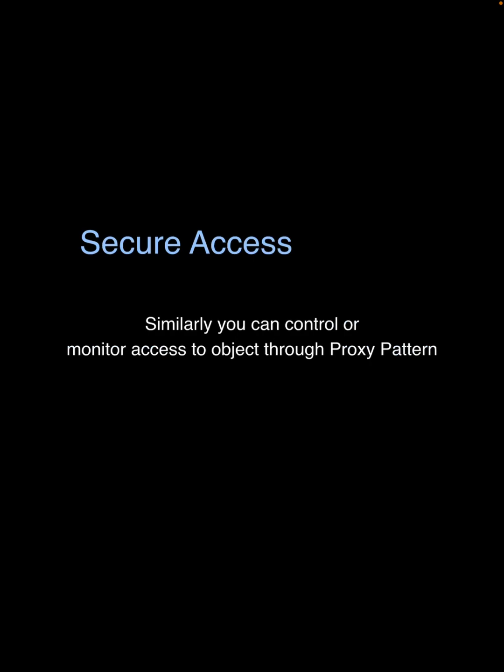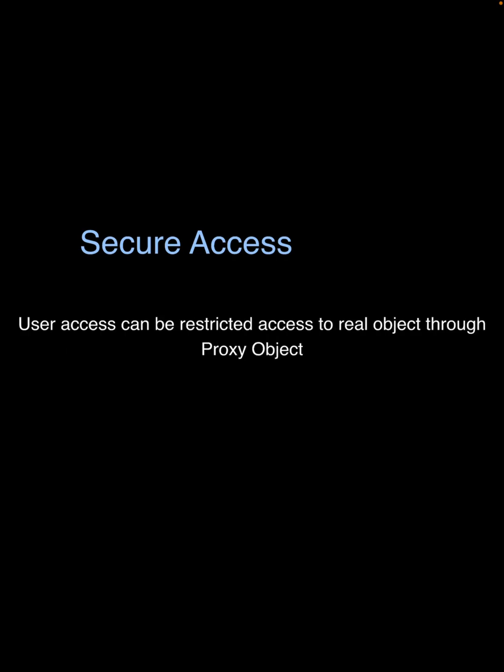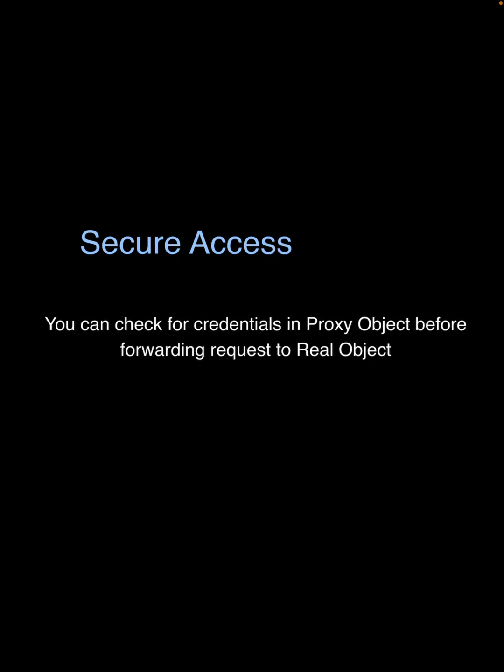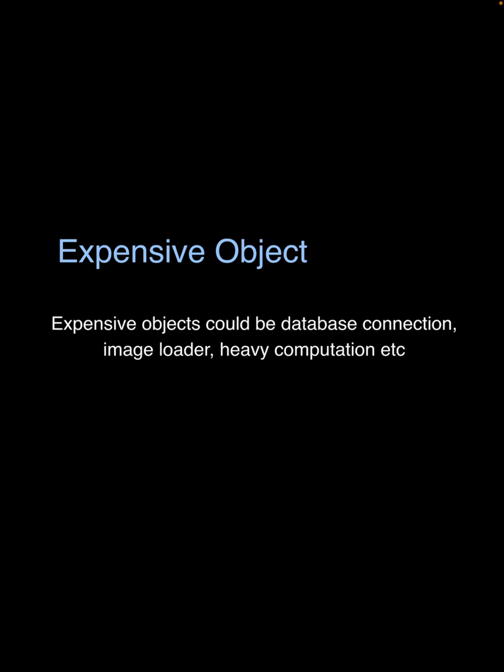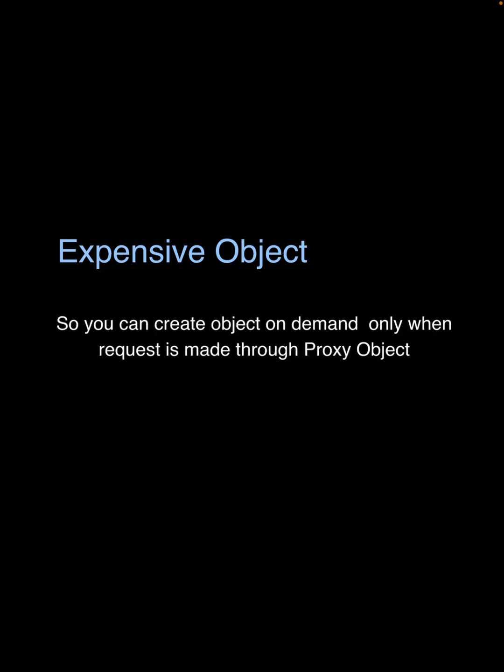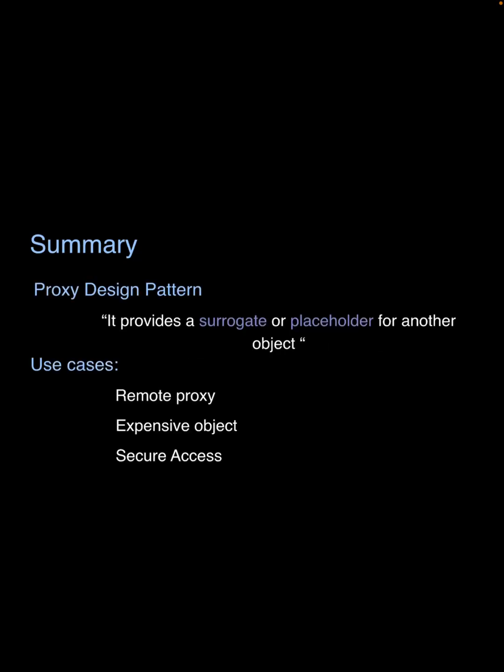Similarly, you can control or monitor access to an object through the proxy pattern. Here the user can be restricted from accessing the real object through a proxy object. You can check for credentials in the proxy object before forwarding the request to the real object. There is one more use case for an expensive object. For example, you may need to create a real object lazily because object creation is very expensive. Expensive objects could be a database connection, an image loader, or any heavy computation. You can create the object on demand, only when the request is made through the proxy object.